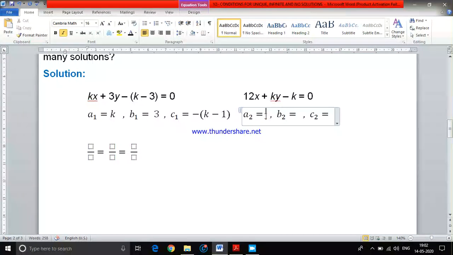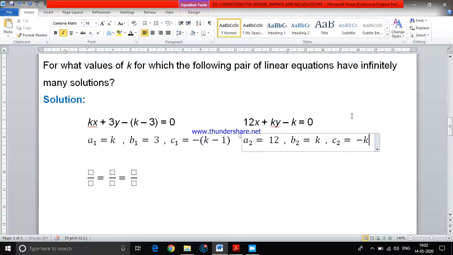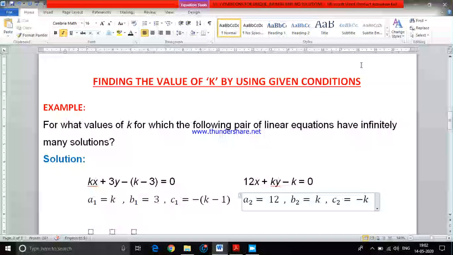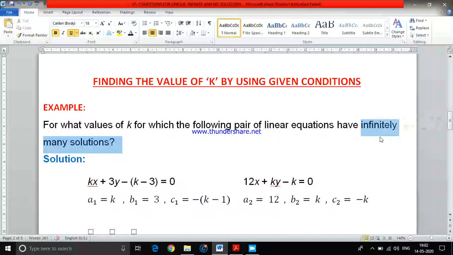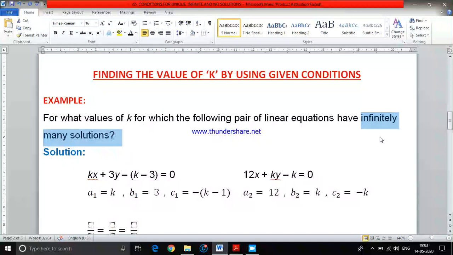Now if I come to the second equation, the A2 value is 12, the B2 value is k, and the C2 value is minus k. Got it? Now I have all 6 values, A1, B1, C1, A2, B2 and C2. What is the given condition? I said finding the value of k using the given condition, that is our topic. Here the given condition is that the given system of equations has infinitely many solutions.